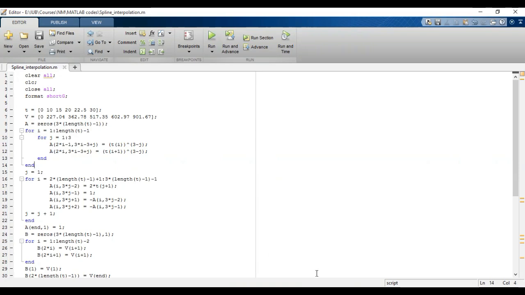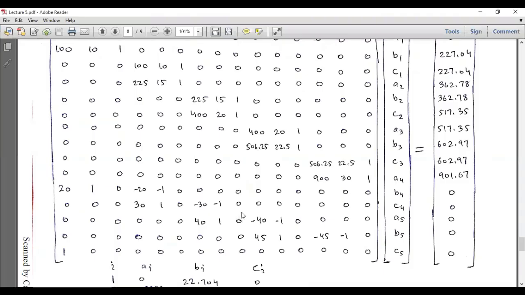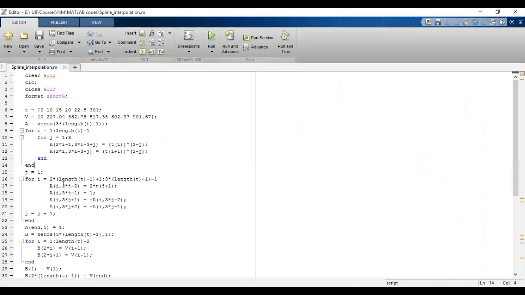Similarly, for the other entries of this matrix from 11 to 15, we have used the derivative condition from this point up to this point. We have used the derivative condition at the interior points, and that is also done using this for loop. And finally, the value of A1 is equal to 1 or A1 equal to 0.